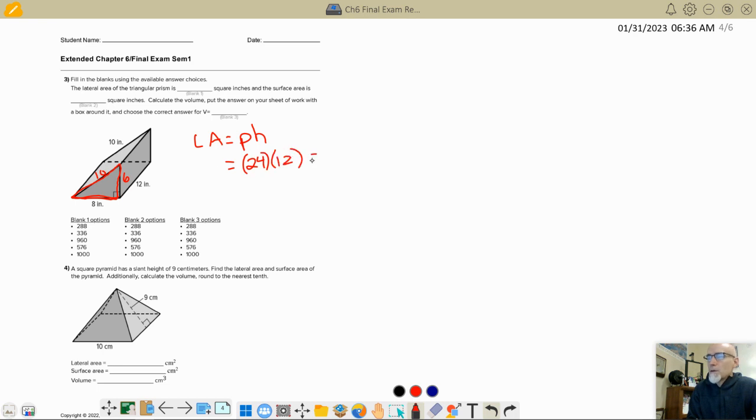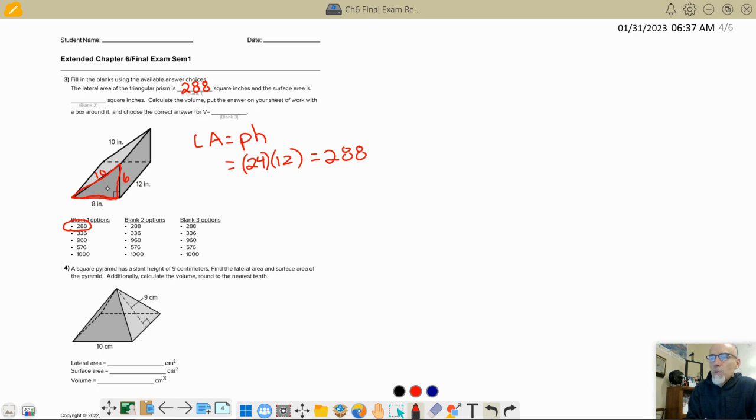Hey, that 288 number is coming up again. We saw that in problem number 1. So blank number 1, 288. That's the lateral area. Let me put that on my blank number 1 over here. 288. Now it wants the surface area.